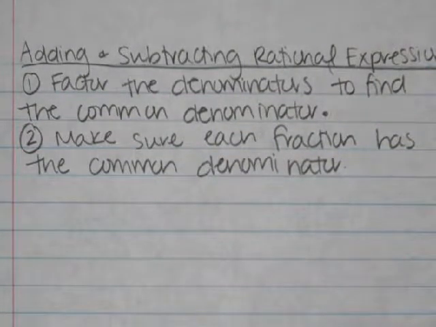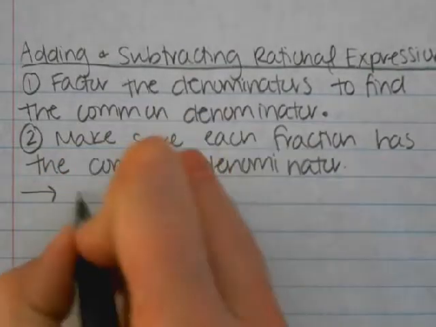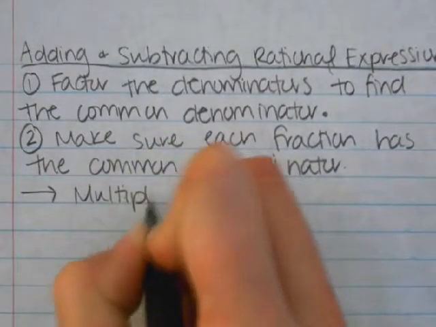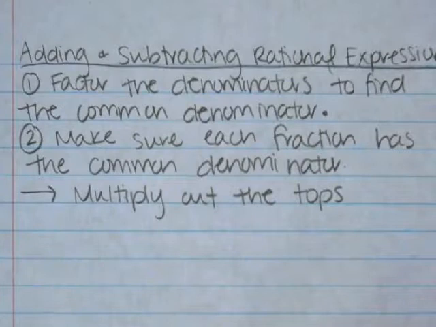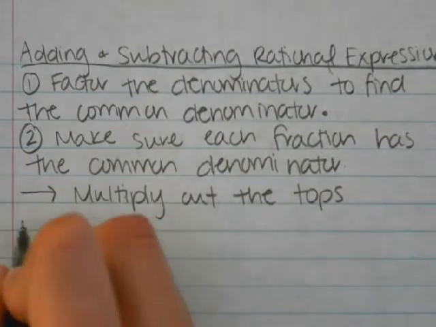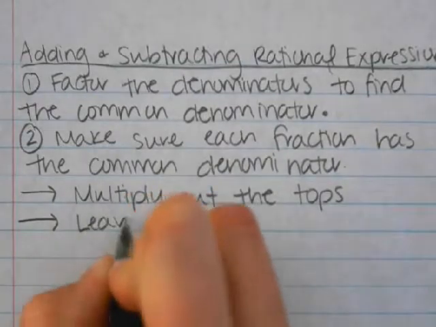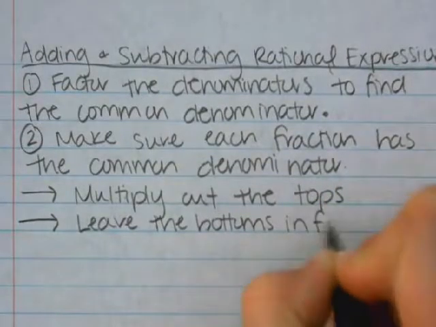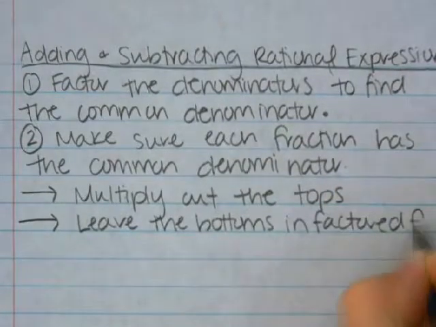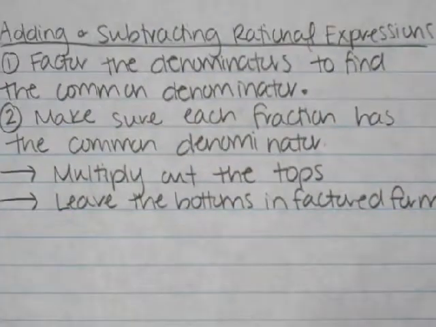Now I'm going to write a note to myself. When we do this, we're going to multiply out the tops. So if you need to distribute, then you should distribute. If you need to FOIL, you should FOIL. The tops always get multiplied out completely. I'm going to say leave the bottoms in factored form. Does anyone remember why we leave the bottom in factored form? Cancel? Yeah, it might cancel at the end.